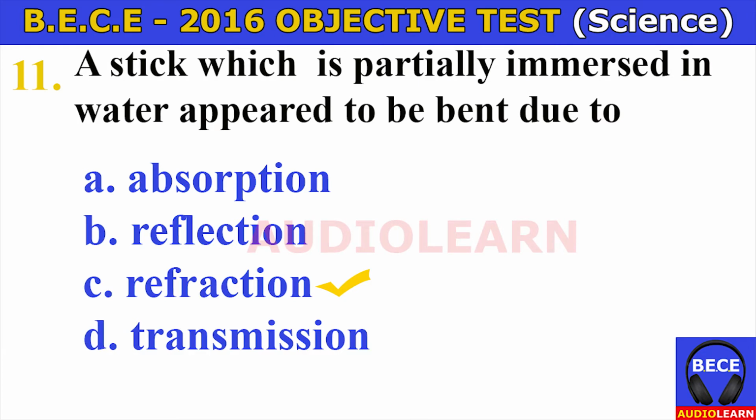Number 11. A stick which is partially immersed in water appeared to be bent due to A. Absorption, B. Reflection, C. Refraction, D. Transmission. And the answer is C. Refraction. A stick which is partially immersed in water appeared to be bent due to refraction.